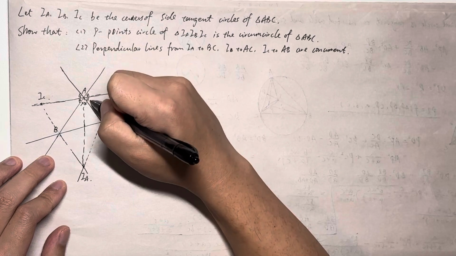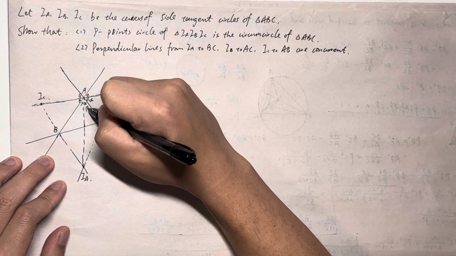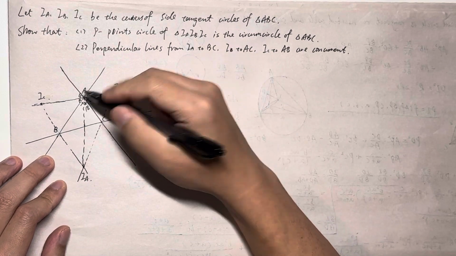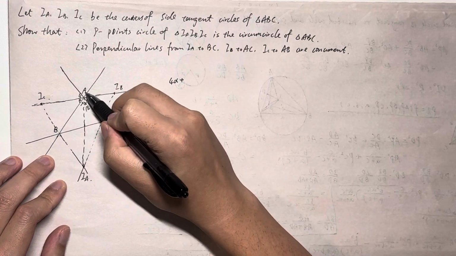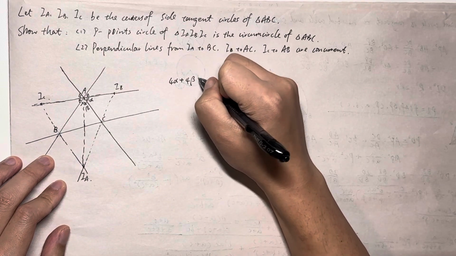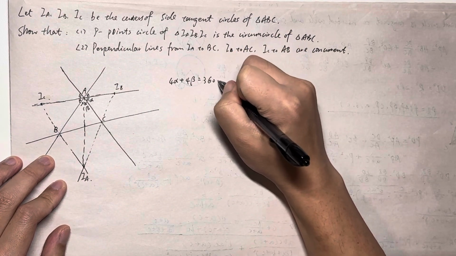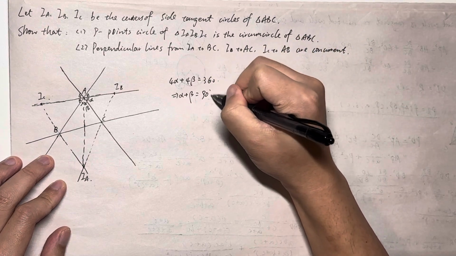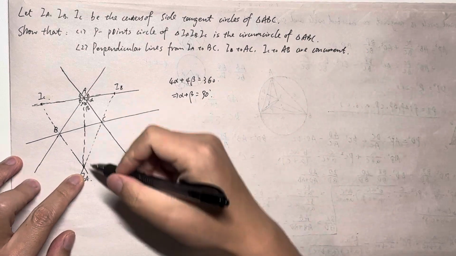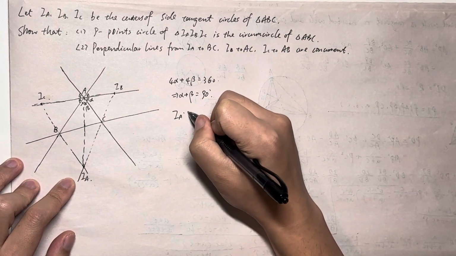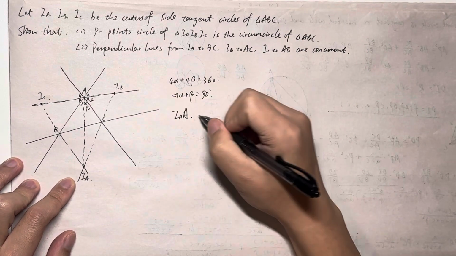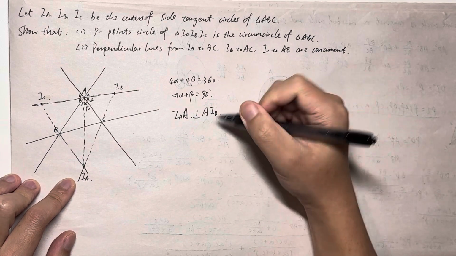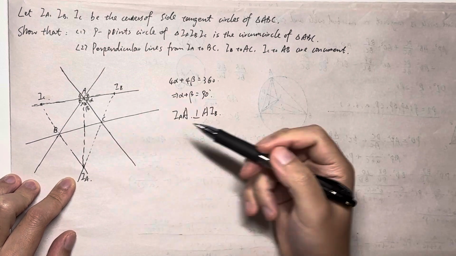And this one equals this one. So let's set this as alpha, this as beta, right? So we have 4 alpha, 1, 2, 3, 4, plus 1, 2, 3, 4, 4 beta equals 360 degrees, right? Which means alpha plus beta equals 90 degrees, right? That means AIA is perpendicular to AIB, right? AIA is perpendicular to AIB.